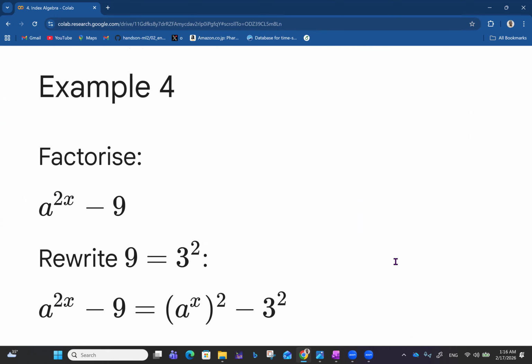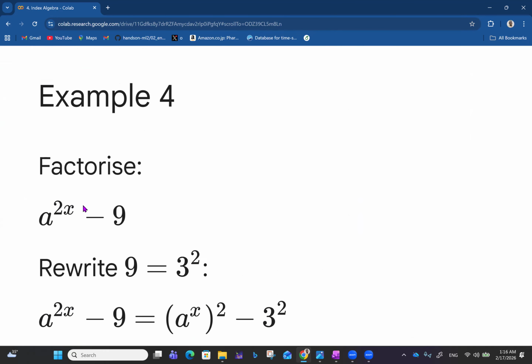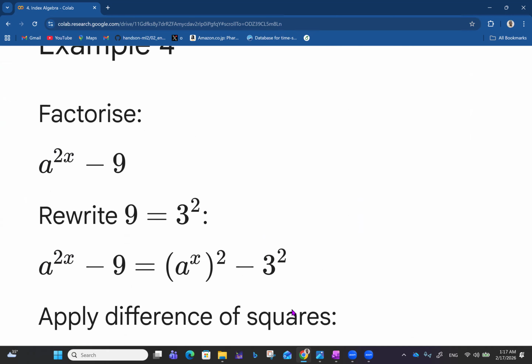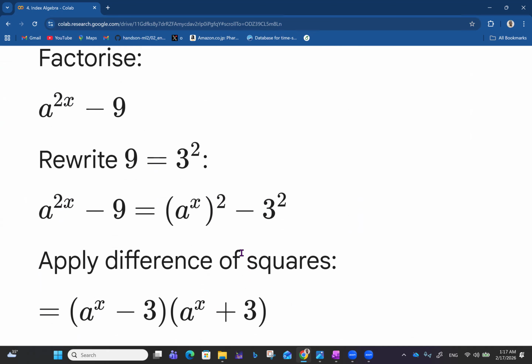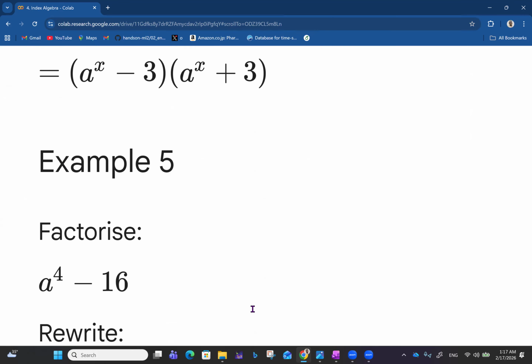So to factorize this now, we know a raised power 2x minus 9 can be written, 9 can be written as 3 squared, while a raised power 2x can be written as a raised power x times 2, from the law of power of power, a raised power x raised power 2 is the same thing as a raised power 2x. Then you can use difference of two squares now, where you have ax minus 3 into ax plus 3. So that works here too.